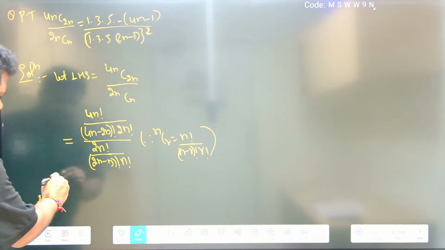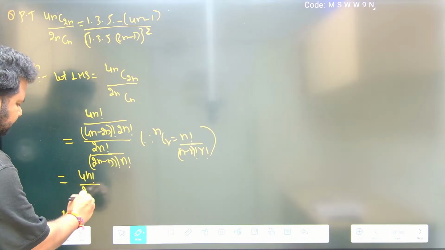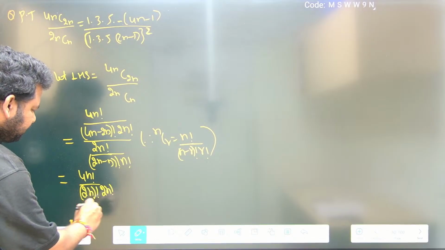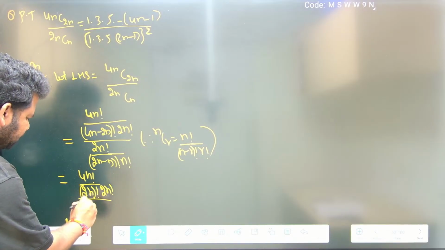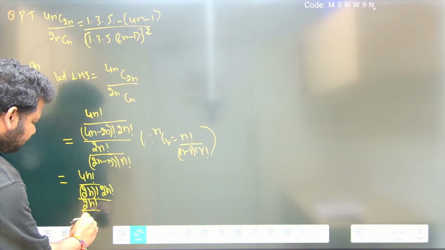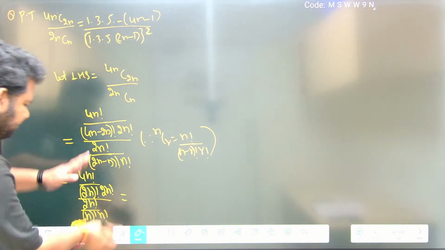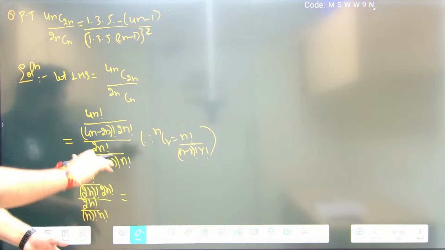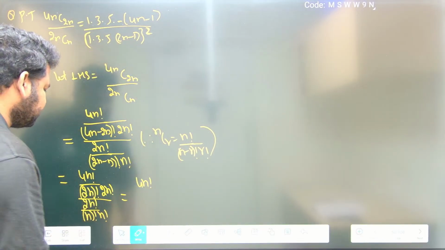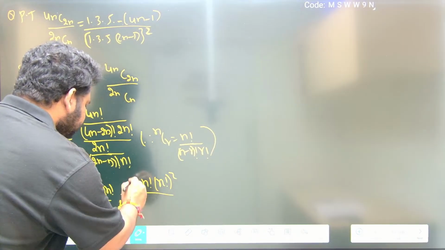Now this will become 4n factorial divided by (4n minus 2n) which is 2n factorial into 2n factorial, divided by 2n factorial divided by (2n minus n) which is n factorial into n factorial. Now this will go up, and I have 4n factorial into n factorial whole square, divided by 4n factorial.